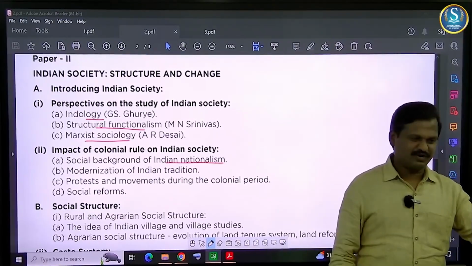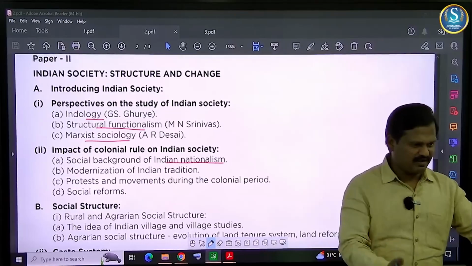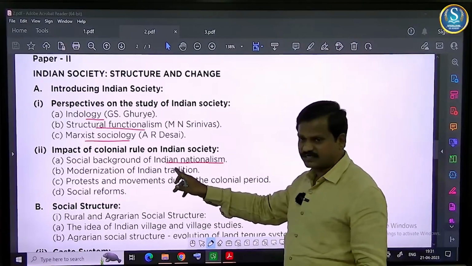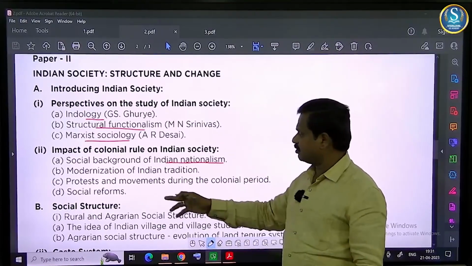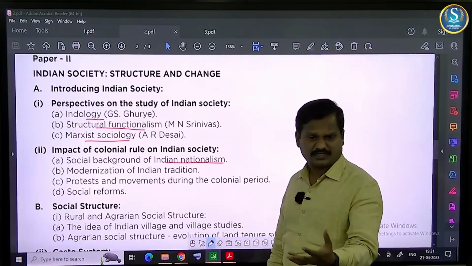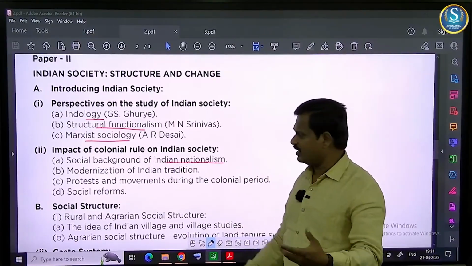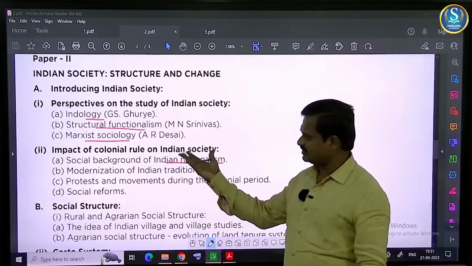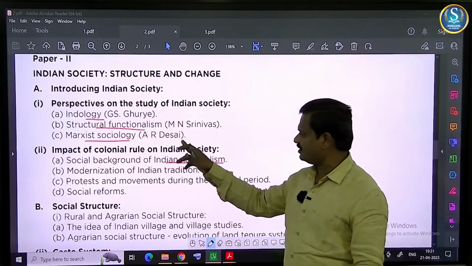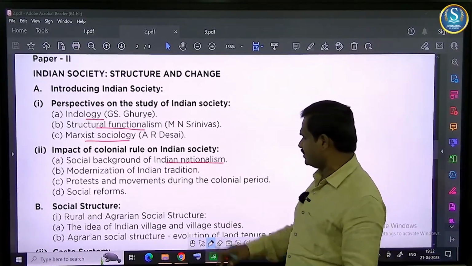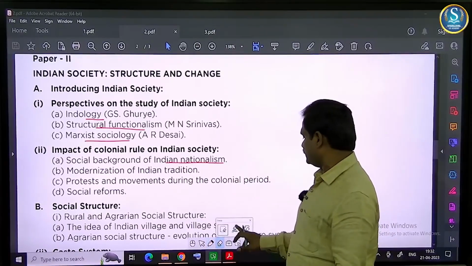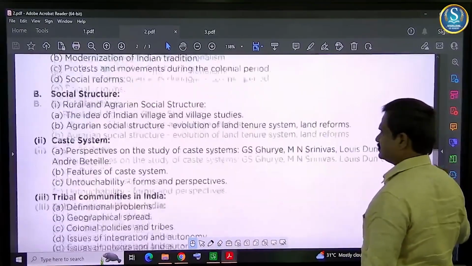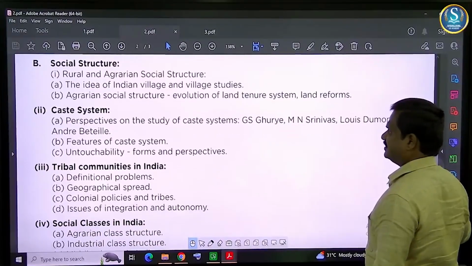British buildings only, British law only. Whatever law you speak about today, 60% of our Indian Constitution came from the Government of India Act 1935. So during British time our tradition became modern. Protest movements took place during British time. Farmers protested, tribes protested. Then Raja Ram Mohan Roy and others came to modernize us. All these things came during the British period. So that is the impact of colonial rule on Indian society. When you go to the second portion, social structure, what do you mean by structure?